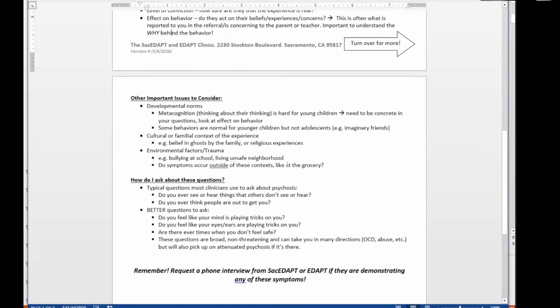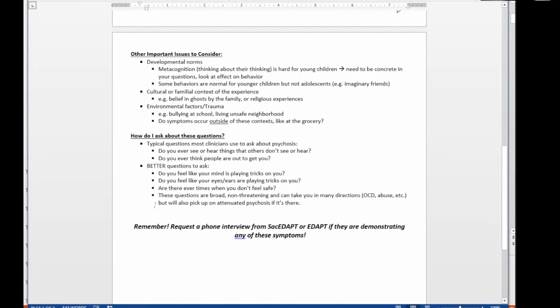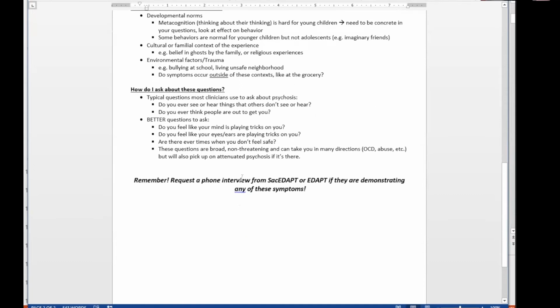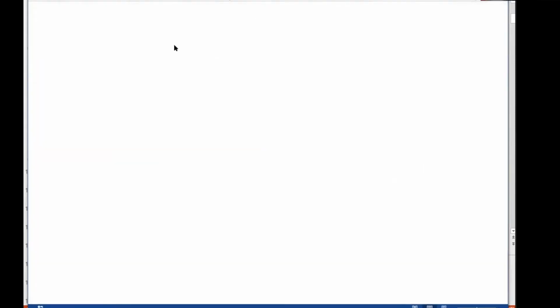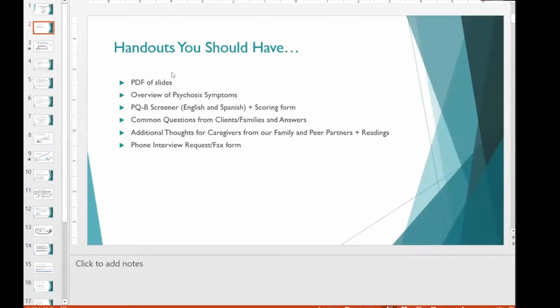Other important developmental issues, how to ask about these. Remember to request a phone interview if any of these symptoms occur. So this is a handout I give the clinicians, okay? And it all relates to information I share in my slides.